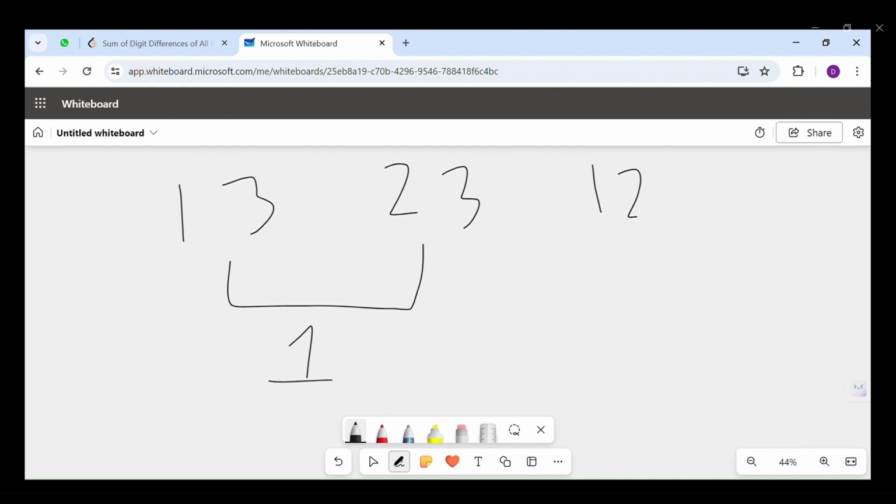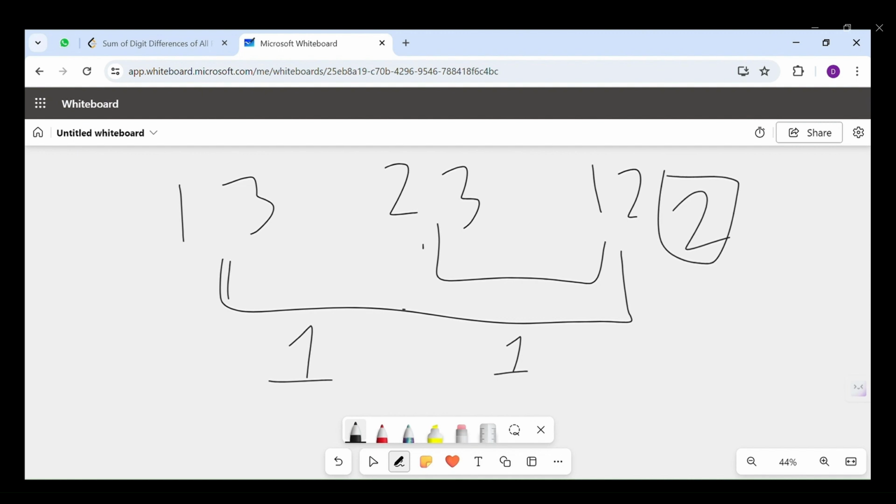Now for 13 and 12, we have a difference in the ones digit. So our ones digit difference will be 1, and then for tens digit the digit is same. So there won't be any difference. So the total difference is still 1 for this pair of numbers. Now for the last pair 23 and 12, our ones place is different and tens place is different. So we have two different places. So our answer is 2.